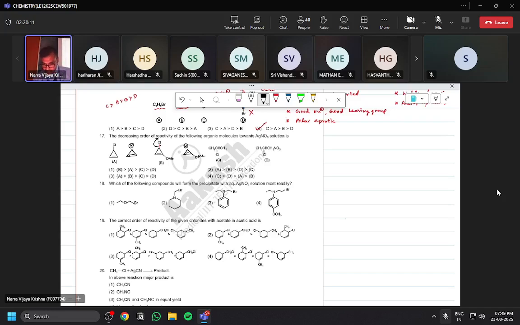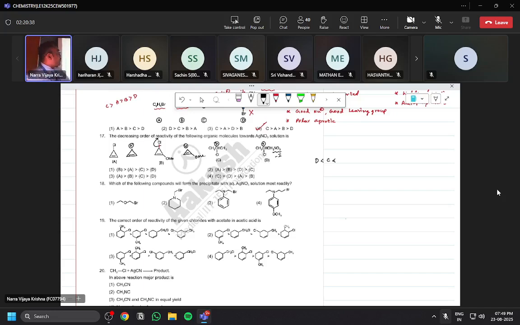Whereas here I will get positive charge. Here also I will get positive charge, but here a minus M group is there, a minus I group is there. Minus I groups destabilize positive charges, meaning here it should not occur. So D is lowest, least stable. Aromatic compounds are more stable. So D less than C less than.